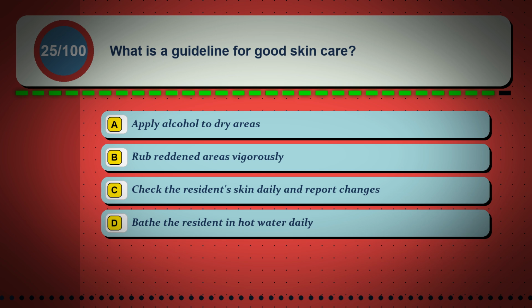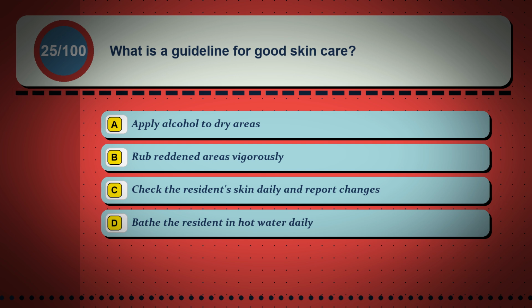Question 25. What is a guideline for good skin care? Option A, apply alcohol to dry areas. Option B, rub reddened areas vigorously. Option C, check the resident's skin daily and report changes. Option D, bathe the resident in hot water daily.